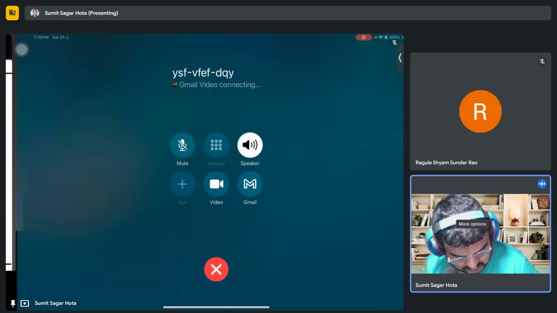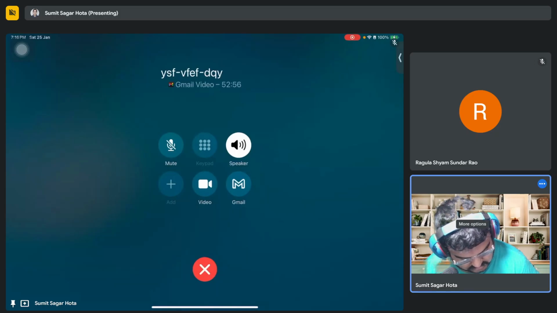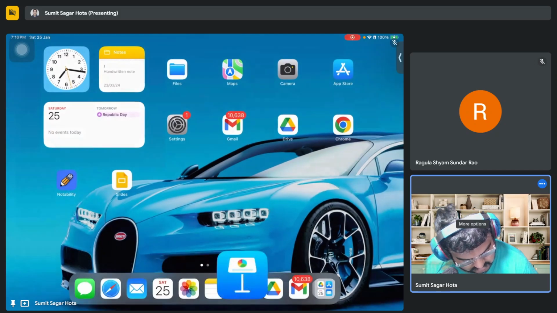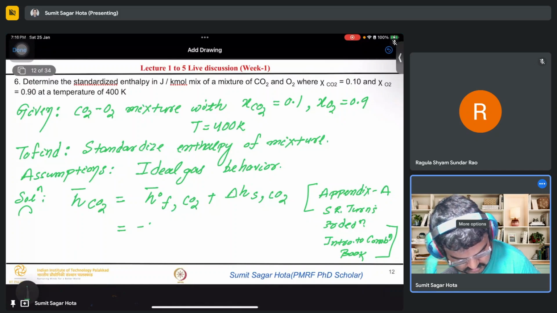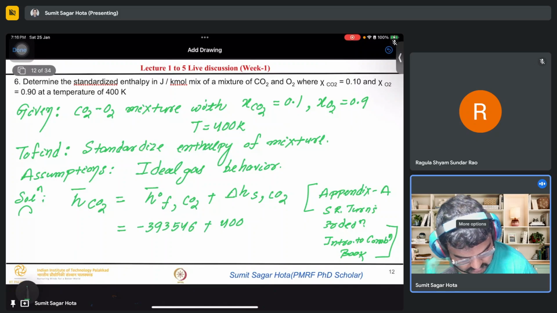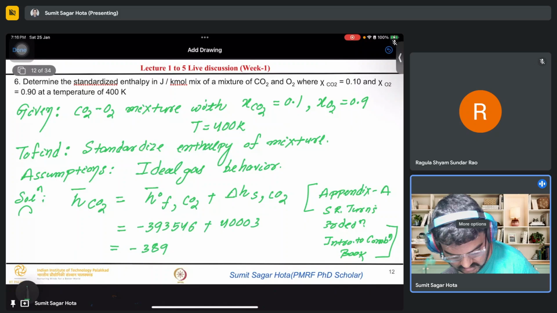So if you just see, just wait for a second. If you just see, it will be minus 393,546 plus 400, 4003. You can just solve it. You get minus 389,543 kilojoule per kilomole. Okay.